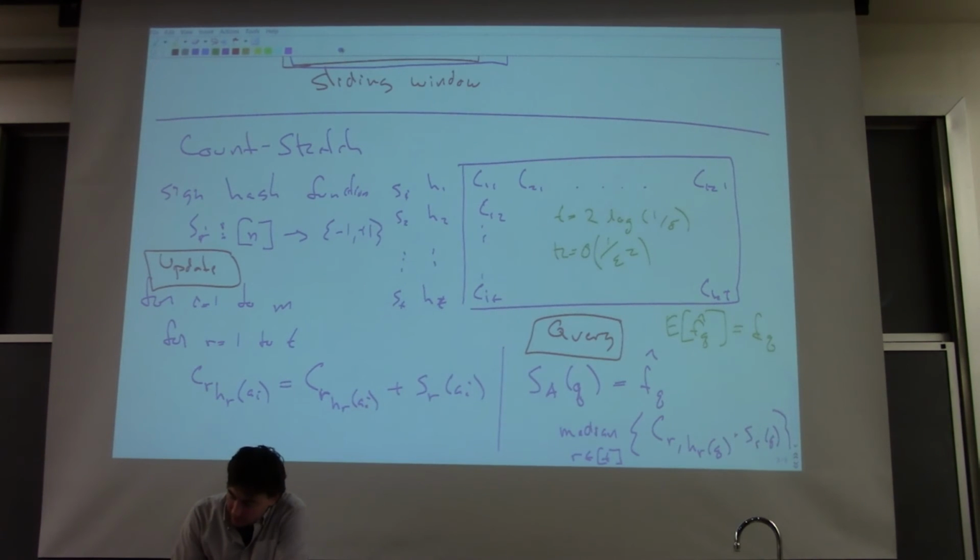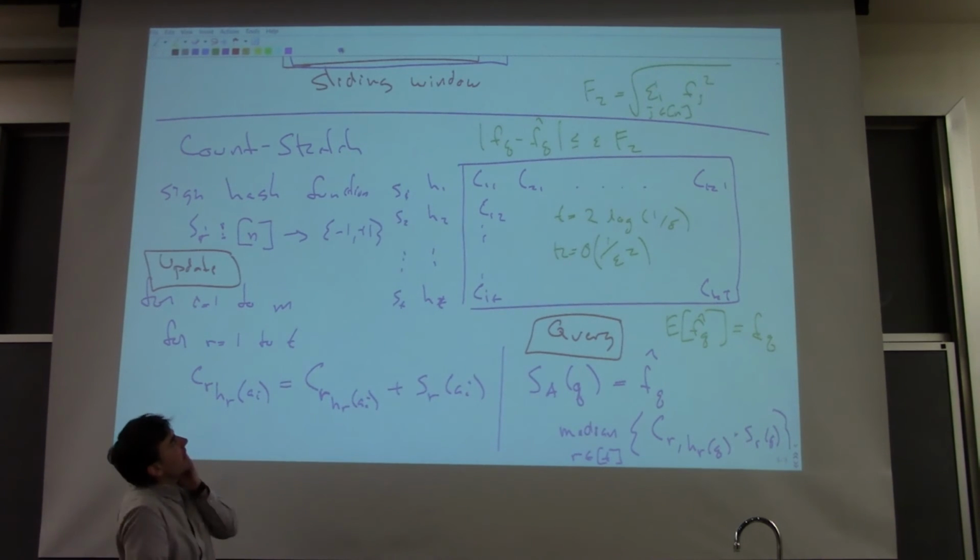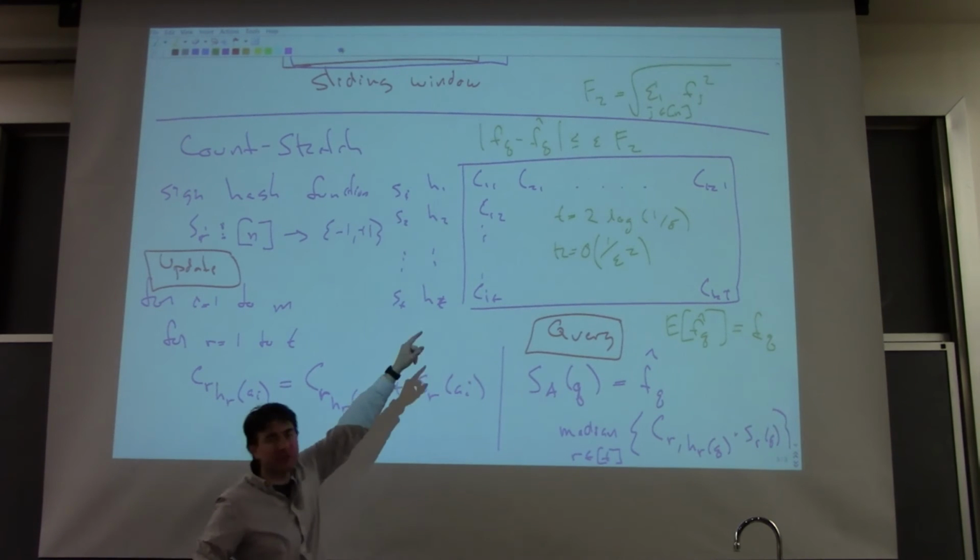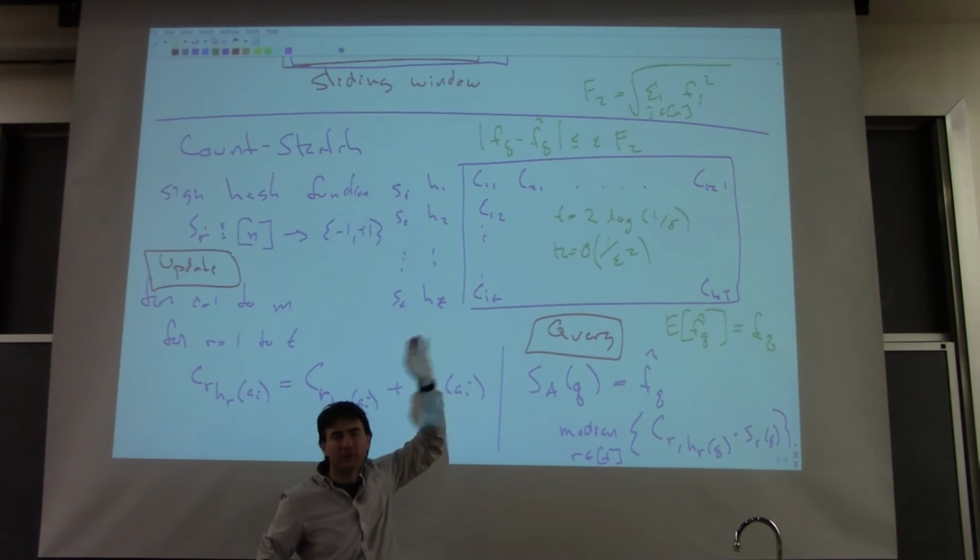But the error bounds I'm going to get are that f of q minus f of q hat, it could be larger or smaller, is going to be less than epsilon times F2, and F2 is going to be the sum over j in n of f_j squared, square root. Okay, so this is called the second moment of the frequency counts. So instead I had just the sum of these before. That was m, the total count of them.